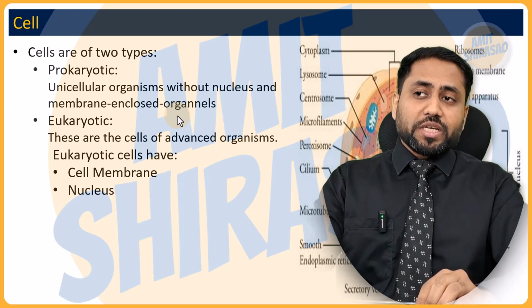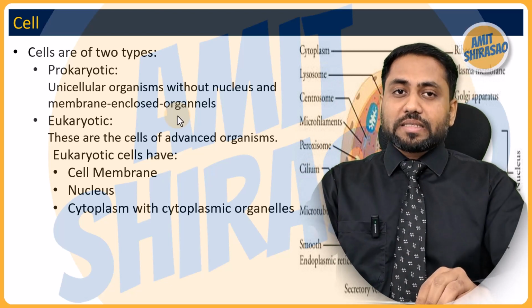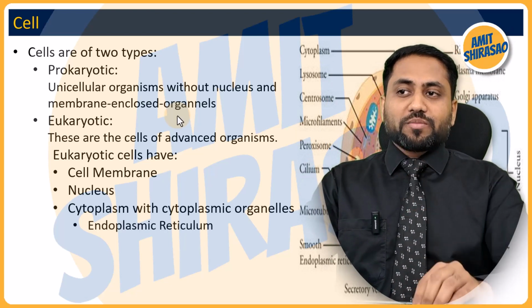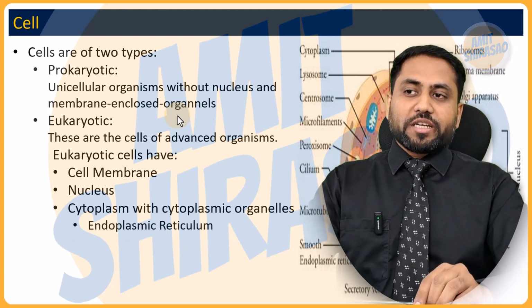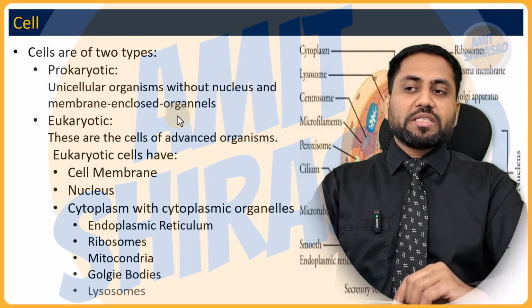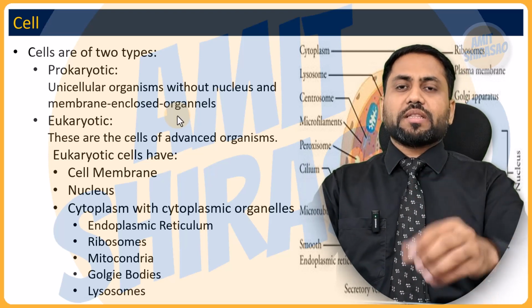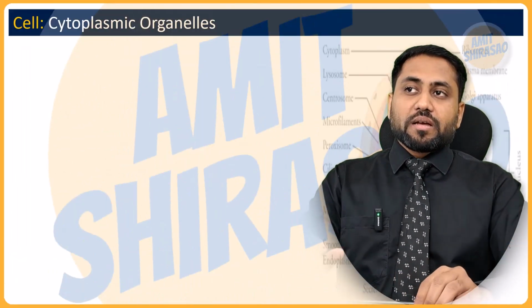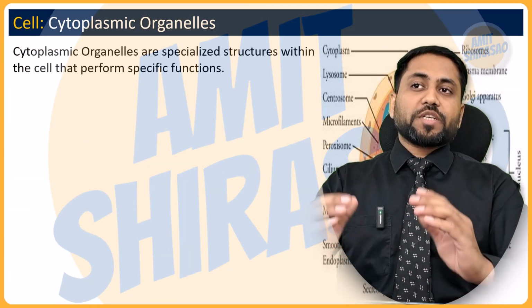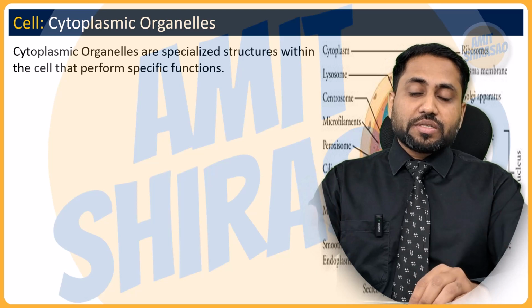Then it has a nucleus and it has cytoplasm with cytoplasmic organelles. Now, cytoplasmic organelles are endoplasmic reticulum, ribosomes, mitochondria, Golgi bodies, and lysosomes. So, we will see all of them in the next slide. Cytoplasmic organelles are specialized structures within the cell that perform specific functions.